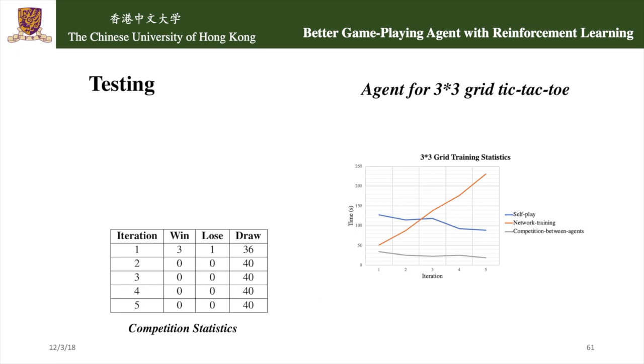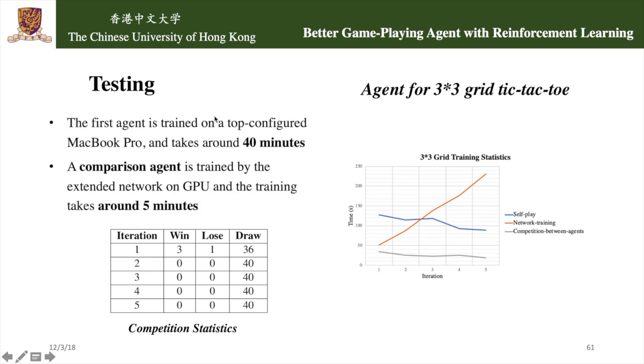Actually, we know that a traditional tic-tac-toe is a 3x3 grid. I started my first agent on my own computer, and then I built another version on GPU, and it takes less time, and also after one iteration the game is well trained.